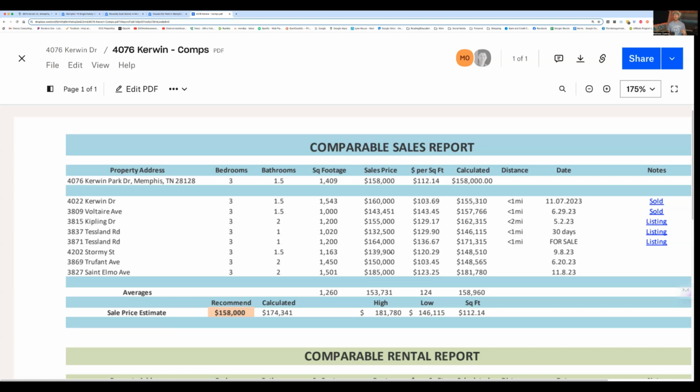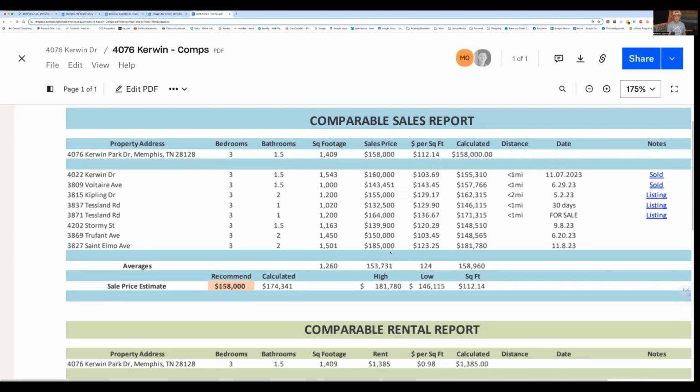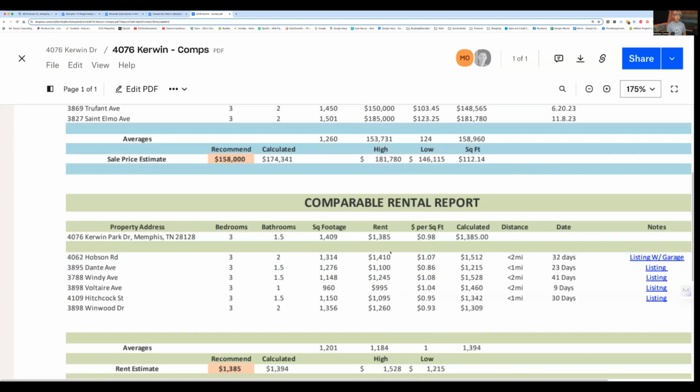You're going to first come up with your general number here. I chose 158,000. I could push it a little bit more, but at the same time, I'm trying to be conservative and lower it a little bit here. Okay. Next, I do the same thing with my rents.